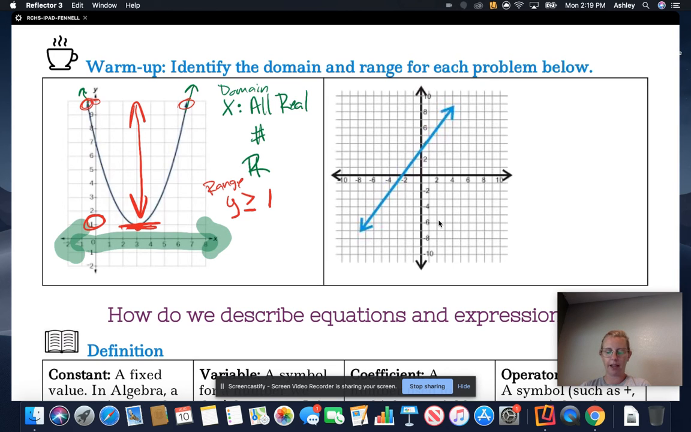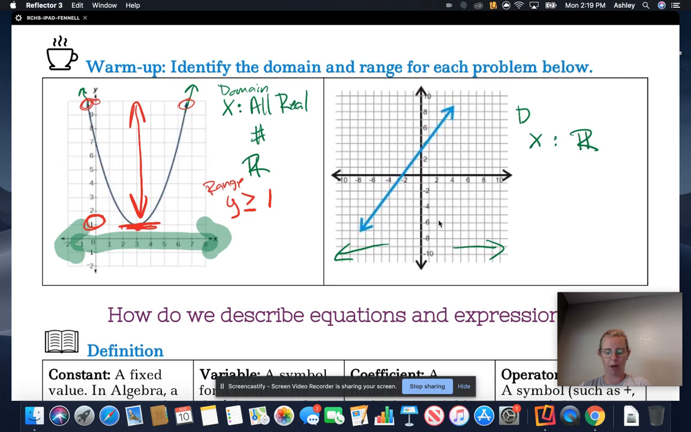All right, let's look at this line over here. So now we have domain, our x values, and we see this is going to be all real numbers again, because we have all possible values of x. As I go forever this way, and forever that way, there is no limit, there's no end point here. So this just keeps going forever and ever.